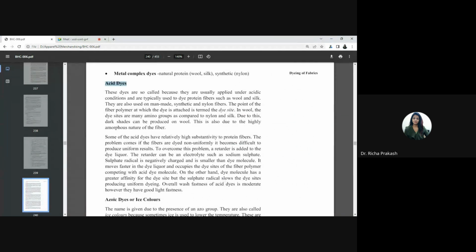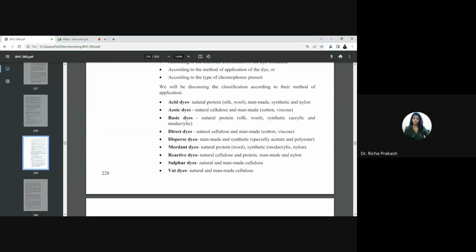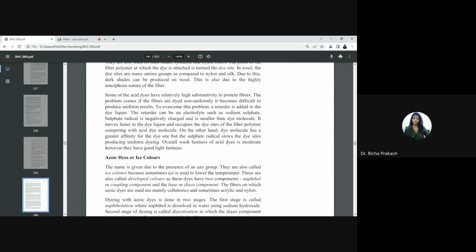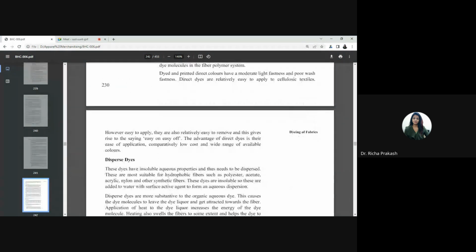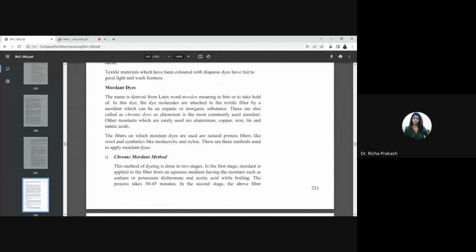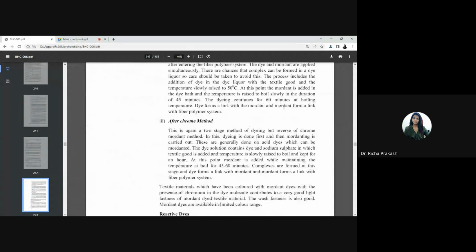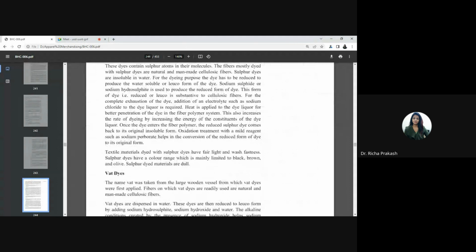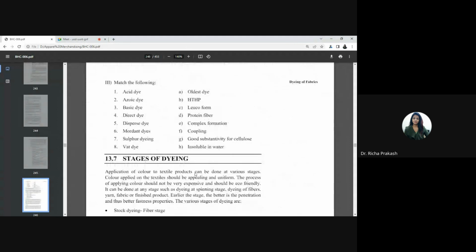Now, what is acid dye? What is the use? On which fiber can you use acid dye? All these things are there. So for example, acid dye can be used on natural protein fibers like silk or wool, and man-made synthetic fibers like nylon. So acid dyes cannot be used for cellulosic fibers. In the same way, direct dyes cannot be used for protein fibers. They are only for cellulosic and man-made fibers. So similarly, you have to remember all these things, which dyes you can use where and why. Of course, it's written there, the reason why you can't use it on a particular fiber. So all these different dyes are there.